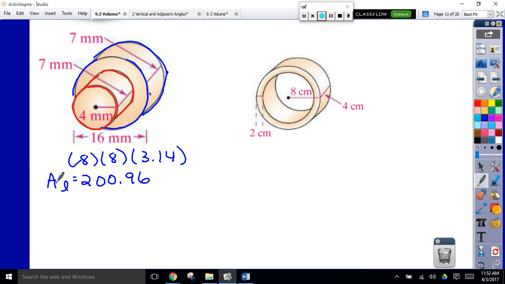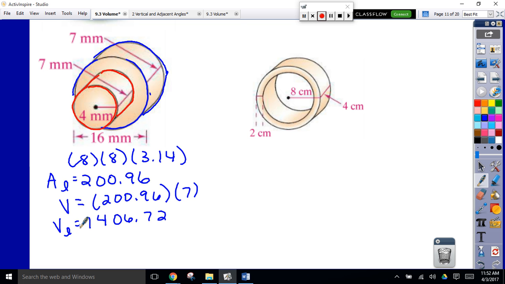Okay, so now we take that volume equals that area times W. What is W for that, David? For the large cylinder? 7, good. So we need to multiply that times 7. What do we get when we do that? You want to do it real quick? 1,406.72. Okay, so that's the volume of the large cylinder.